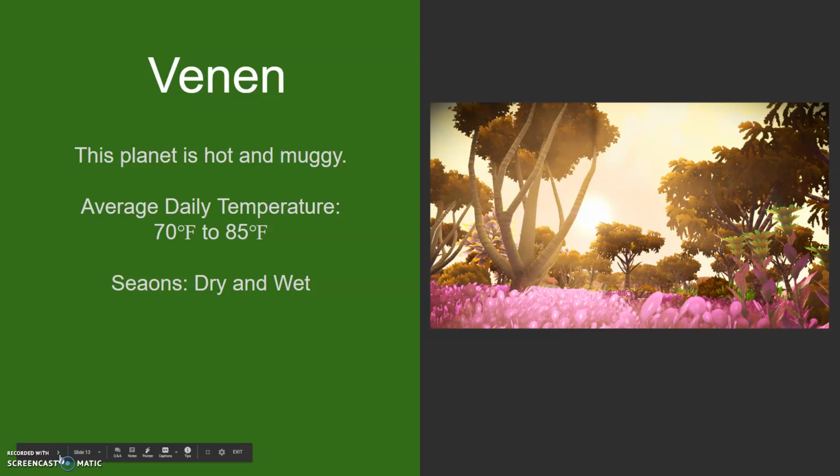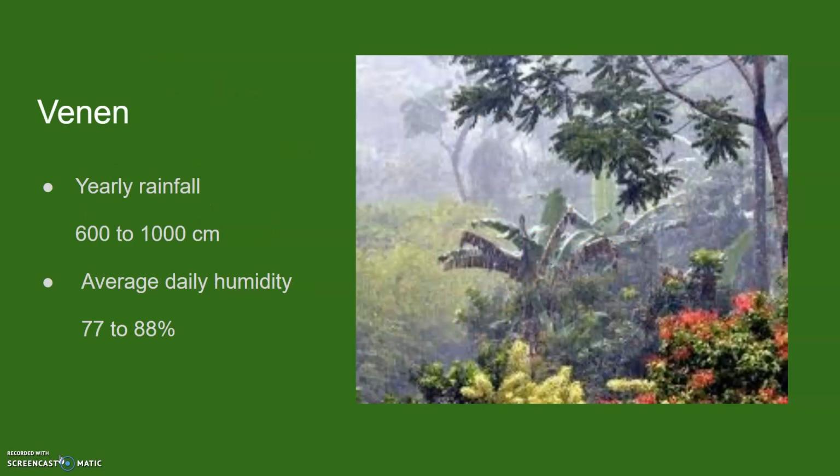Now let's go to Vennen. Vennen is a very hot and muggy planet. The average daily temperature is between 70 degrees Fahrenheit and 85 degrees Fahrenheit. And it has 2 seasons, the wet season and the dry season. The yearly rainfall on Vennen is 600 to 1,000 centimeters. The average daily humidity is 77 to 88%.